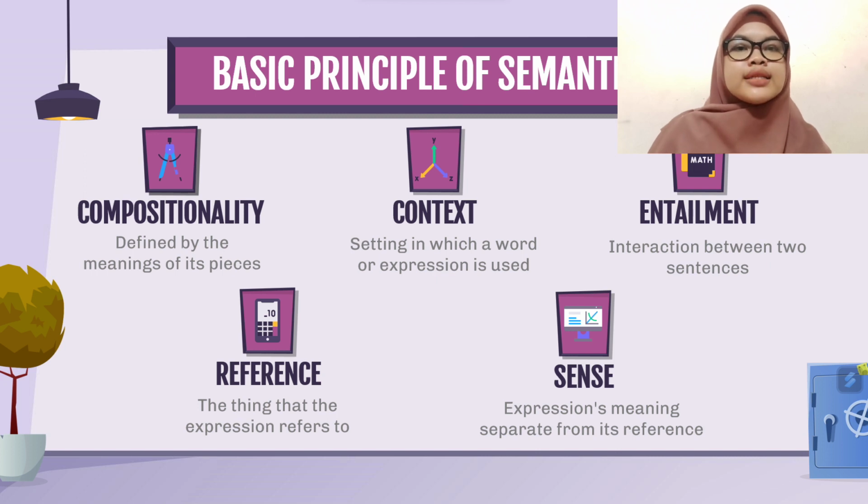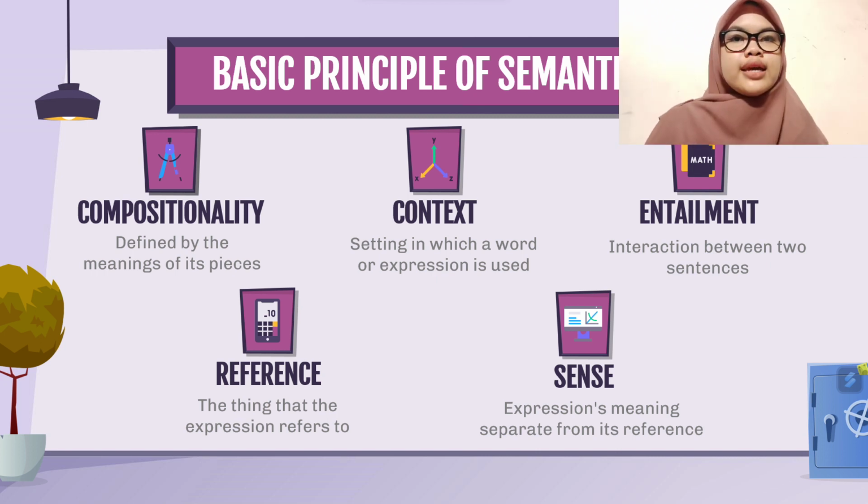The third one is entailment, interaction between two sentences. Entailment is a relationship between two sentences where the truth of one sentence logically guarantees the truth of the other sentence. For example, Shelley passed the exam. That means that Shelley took the exam. Entailment is an important concept in semantics and is related to sentence meaning.